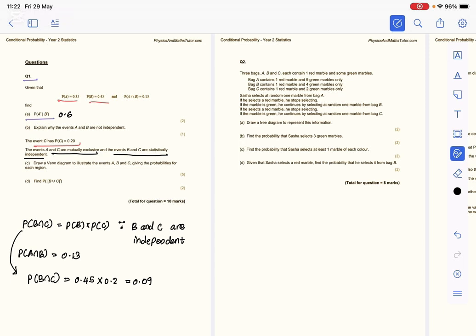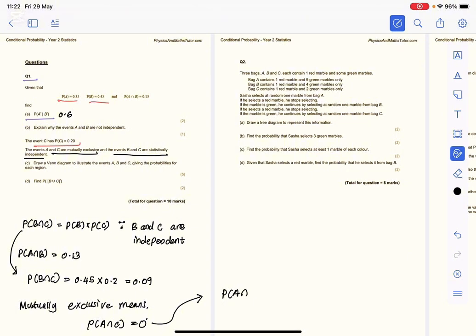A and C are mutually exclusive. What does that mean? Mutually exclusive means probability of A and C is equal to 0. Because of this, probability of A and B and C also becomes 0. Why? A and C are mutually exclusive, so you cannot have a common probability for all three events. Two by two you can have.